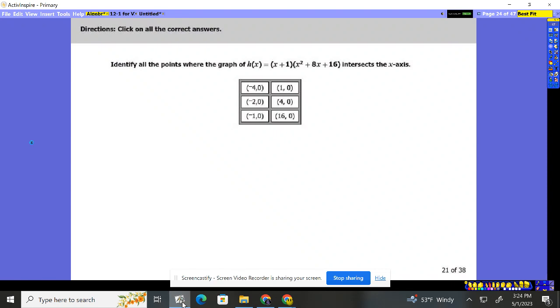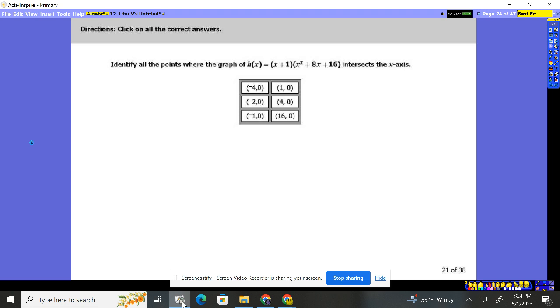21. Identify all the points where the graph of h(x) = (x + 1)(x² + 8x + 16) intersects the x-axis. Okay, a few items. You could simply go to Desmos and graph this, and see where it crosses the x-axis. We're going to look at that in a minute.